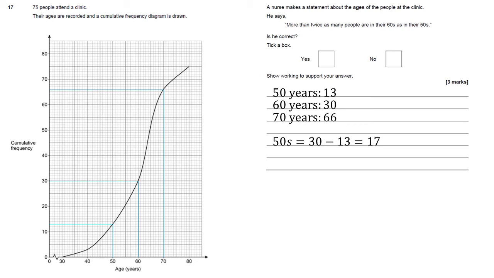And the number of people in their 60s are our value for 70-year-olds, so 66, minus the 30 from the 60-year-olds, which is 36. We're comparing the people in their 60s to the people in their 50s. Well, 36 is larger than 2 times 17, so it's more than twice as many people. Hence, we need to make sure we tick the yes box.